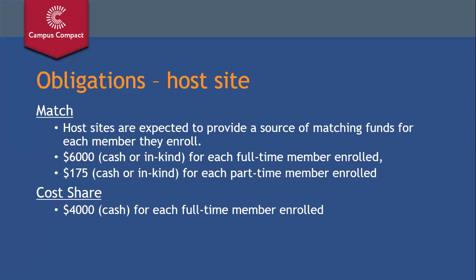The cost share, and this only applies to full-time positions, is $4,000 cash, and that is for each full-time member that is enrolled. The cash is distributed to Iowa Campus Compact, so we issue an invoice each quarter, and the funding for that goes to pay for your full-time AmeriCorps members' living allowance.